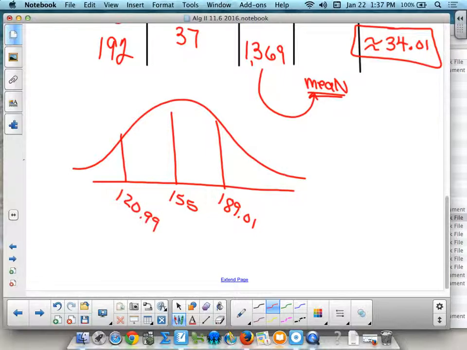Yeah. Okay, so what it really means, the standard deviation, is what percent fall within one standard deviation? 68. 68 percent fall within one standard deviation. What's that standard deviation? It's right there. I'm pretty sure 68% of the data falls between 120.99 and 189.01. Then if I wanted 2 standard deviations, I just do what? Add another 34, subtract another 34. 95% fall within 2 standard deviations.